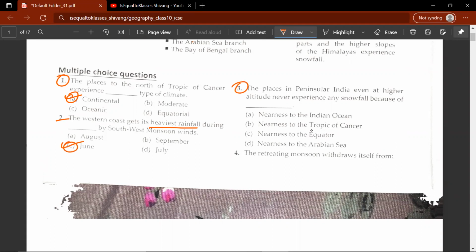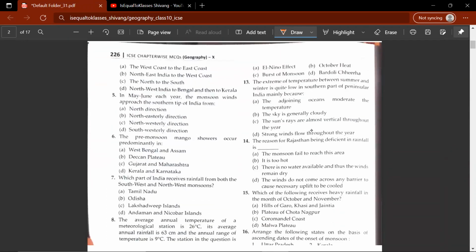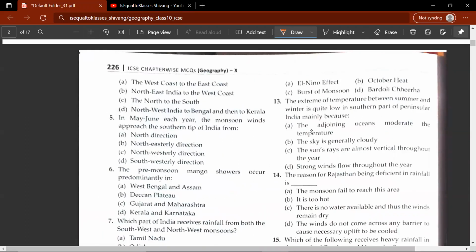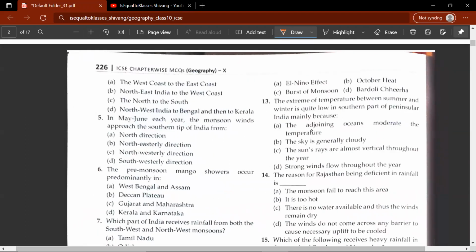The third question, the places in peninsular India, even at high altitude, never experience any snowfall because dash. The correct answer would be C, nearness to the equator. The fourth question states, the retreating monsoon withdraws itself from. So let's see the answers. I'll just zoom in a bit so that you can see it clearly. A, the west coast to the east coast, B, northeast India to the west coast, C, D. So the correct answer would be D, northwest India to Bengal and then to Kerala.